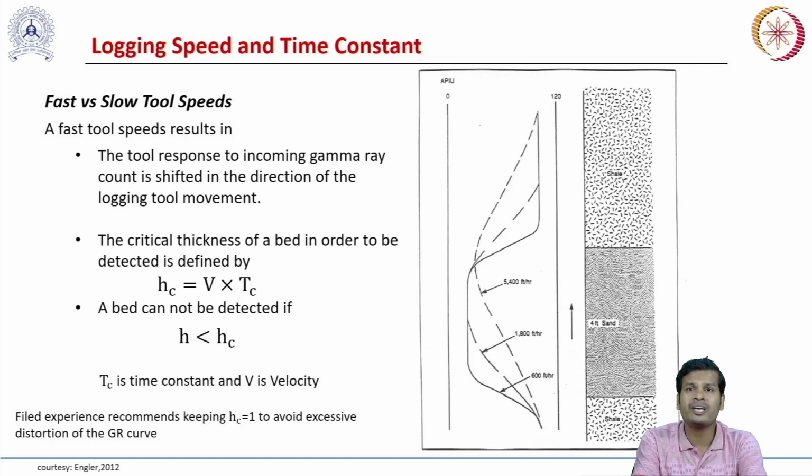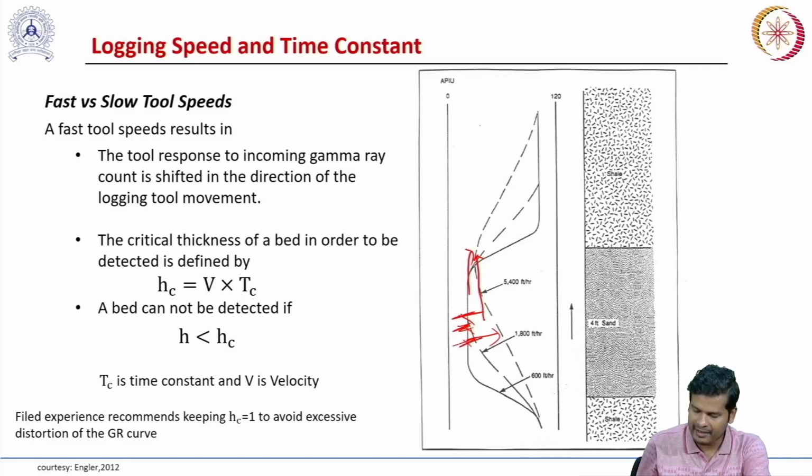But if you keep the tool velocity very low, we are going to get a good record. If we keep the tool velocity very high, as we have seen here, we are not getting a good record. In fact, the tool response is shifted along with the movement of the tool. So here this is the actual record, and you can see at high velocity this record is shifted here. This peak or this value of the gamma ray count across the sand I am getting somewhere here. So these things can be optimized by having a logging speed and a time constant.